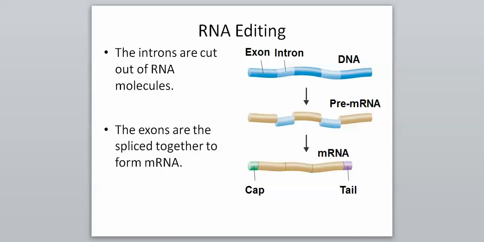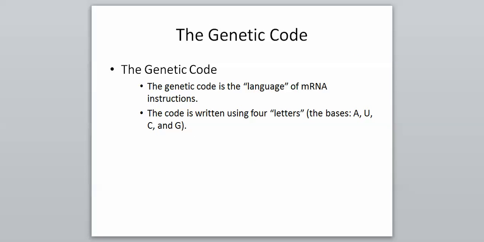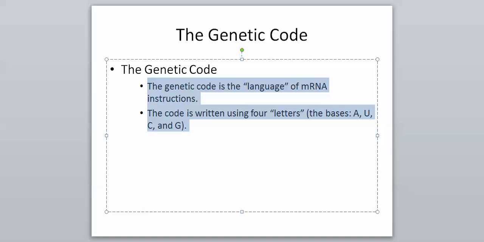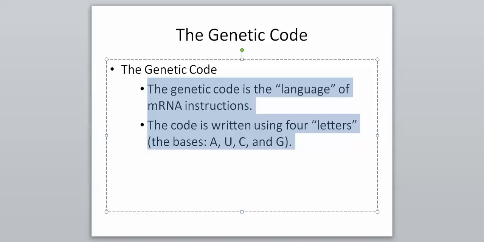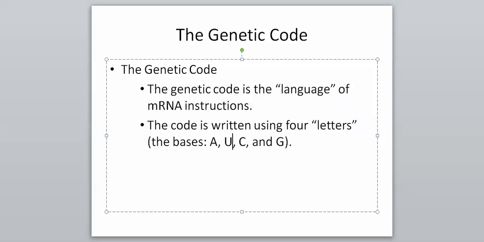Going along with our next step, looking at RNA, is our genetic code. Our genetic code is the language of mRNA instructions. It's how our mRNA will know what to do. Our genetic code is written using 4 letters, which are 4 bases: A, U, C, and G. Remember, adenine, uracil, cytosine, and guanine. Those are used for RNA, which is why we have a U instead of a T, and that's how our cells know what to do and what type of proteins to make, things like that.